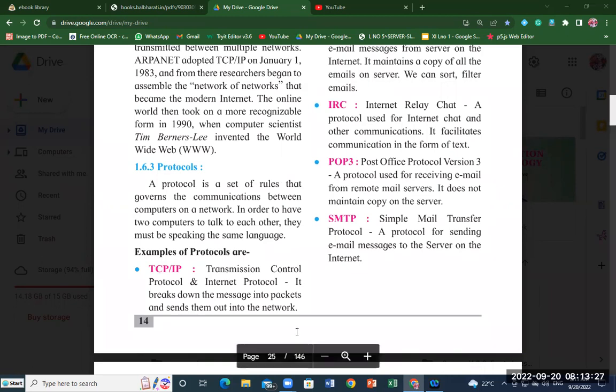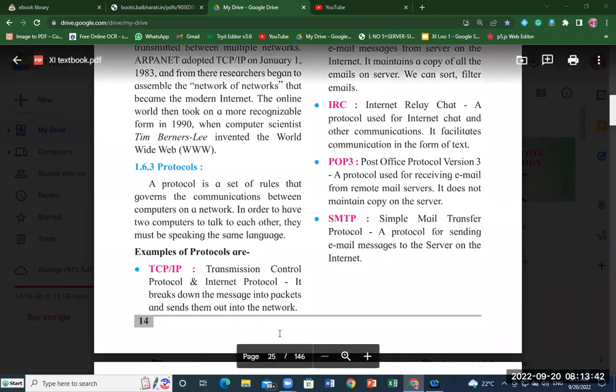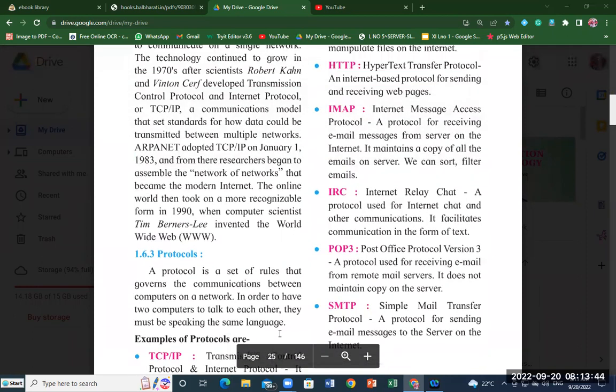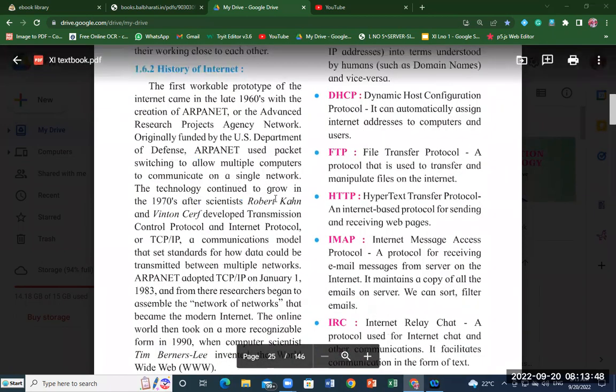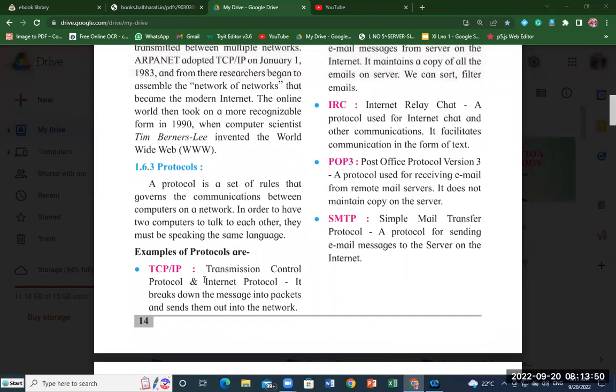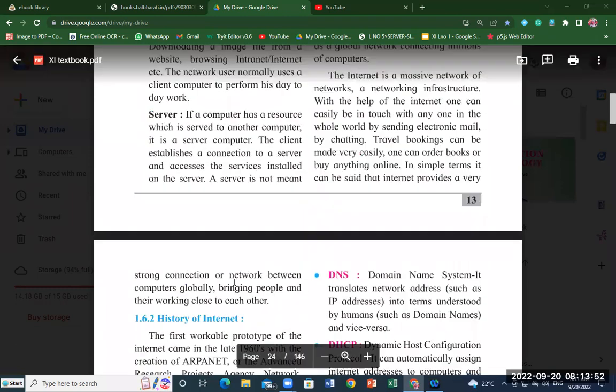Okay, each packet will have the number among the data, which is that particular packet, and the receiver's address and sender address. Okay, so that at the other end, the packets are again merged according to the numbers, and then the data is sent on the network. That happens in TCP/IP, Transmission Control Protocol.